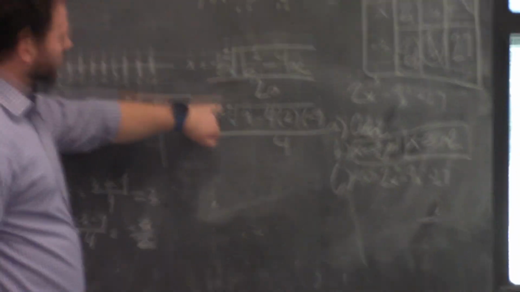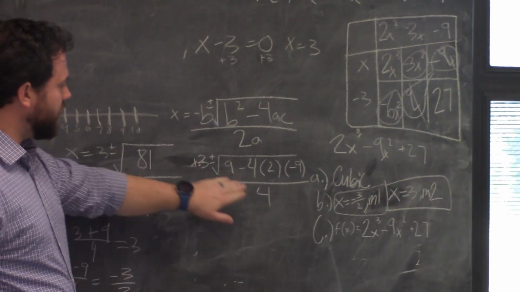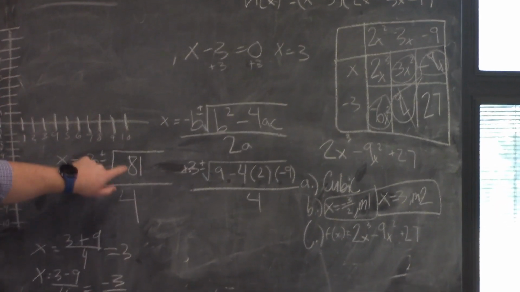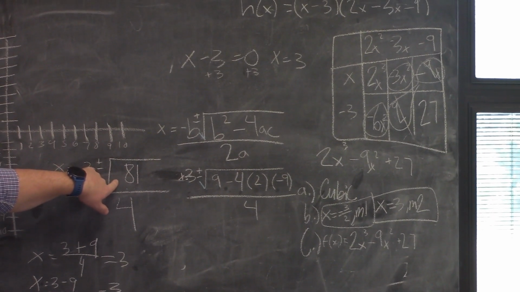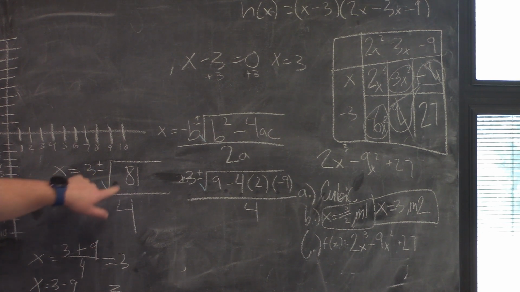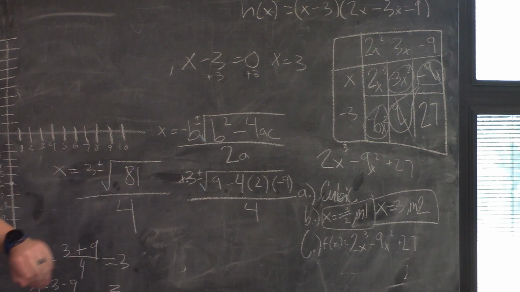Notice this group used the quadratic formula. Right here, they did b squared minus 4ac. 9 minus 4 times 2 times negative 9 is what? 81. Nice and beautiful, right? Notice how we had rational zeros over there? Well, it's because the square root of 81 is an integer. So, positive 3 plus or minus 9, all divided by 4. And they broke it up here.